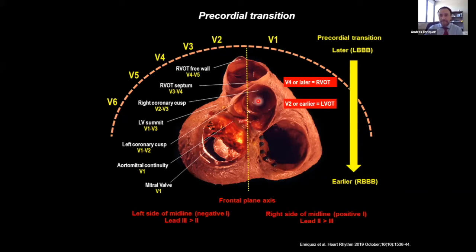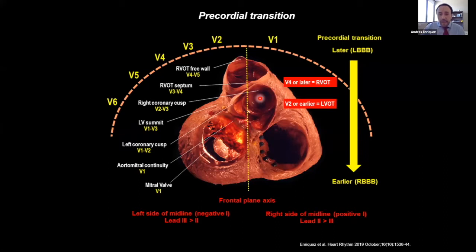the midline. So if lead 1 is positive, the origin is going to be on this side, and here we have the posterior RVOT, the right cusp, and the tricuspid valve. If lead 1 is negative, we're going to be on the left side of the midline, and here we have the anterior RVOT and all the LVOT structures with the exception of the right cusp.